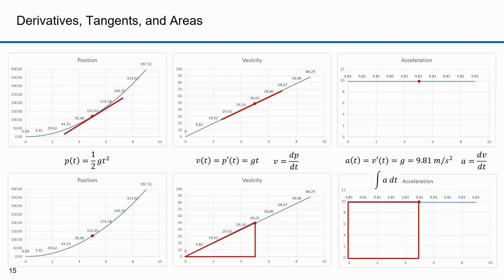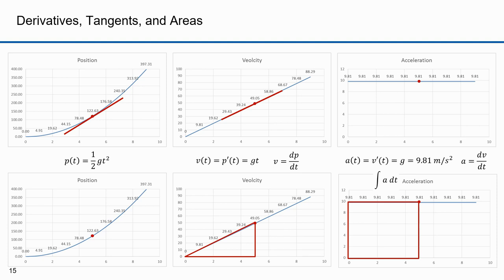Acceleration is the derivative of velocity. In Leibniz's notation, we express the area under the acceleration function this way. From this, we derive the velocity function. Acceleration is the derivative of velocity, and we express the integral this way. The integral of a derivative is the underlying function v. This is the second fundamental theorem of calculus.